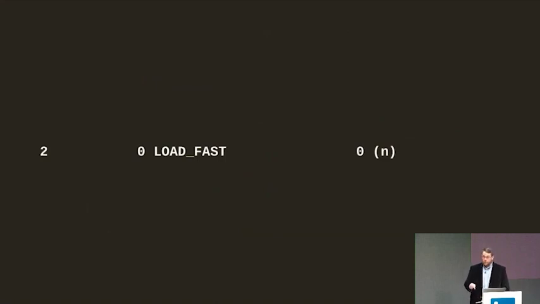The second byte was a zero, which is the argument to the LOAD_FAST instruction. And what that's going to do is index into that co_varnames tuple, which remember we saw as all our local variables. The first item in there was the variable n, which is our function argument that we took. So this is saying, take whatever value we had for that local variable, push it onto the stack.